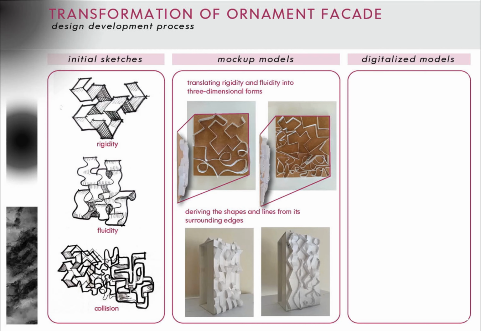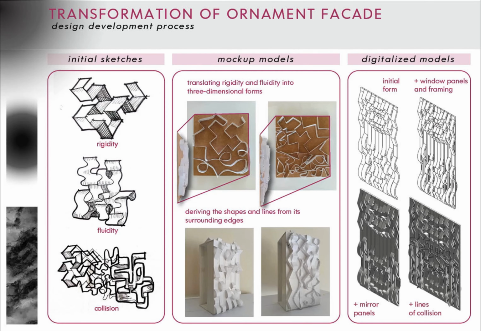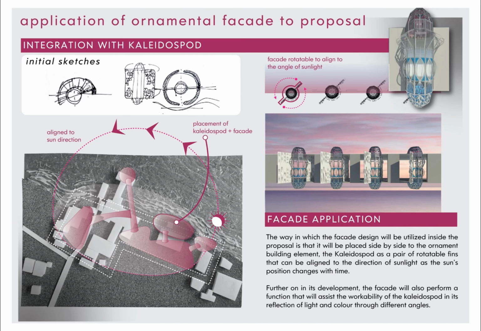Shapes and lines were derived from the surrounding edges of the mock-up model and replicated their various roles into the final model. Finally, mirror and glass panels were added to the sides of the strips in order for it to perform a structural and reflective function. The way in which the facade design was intended to be utilized inside the proposal is that it will be placed side by side to the ornament building element.